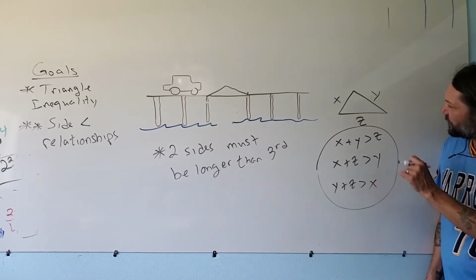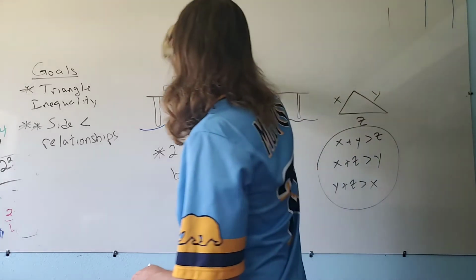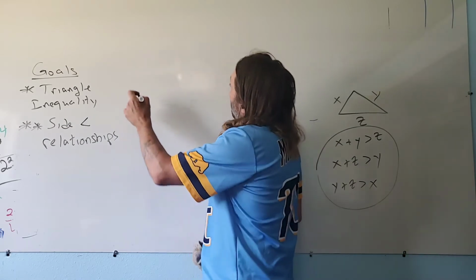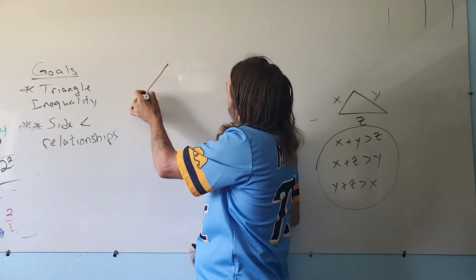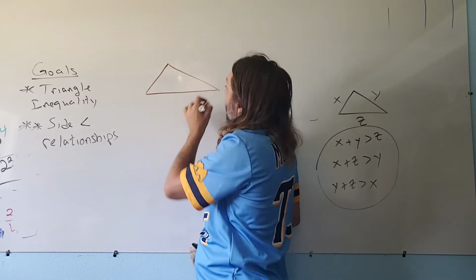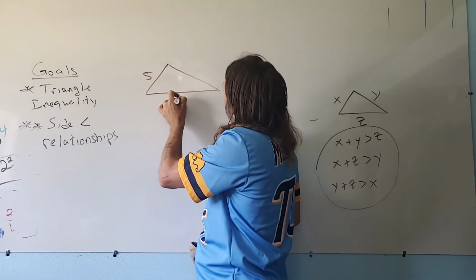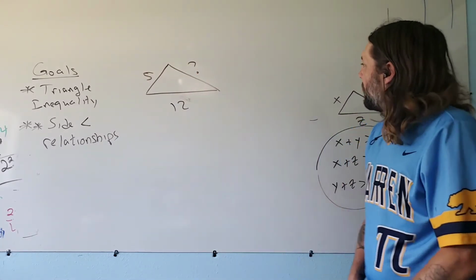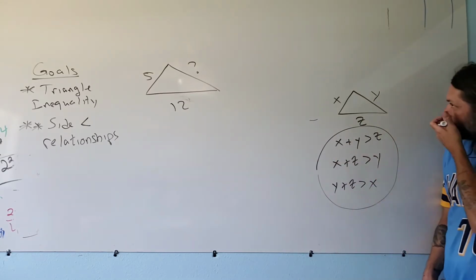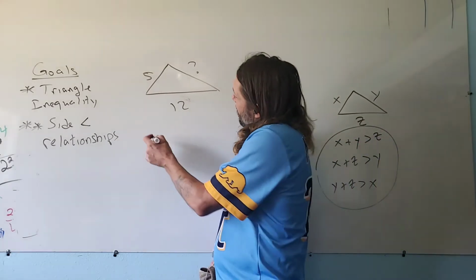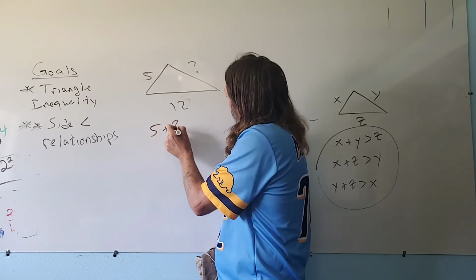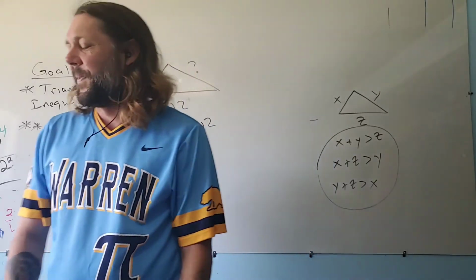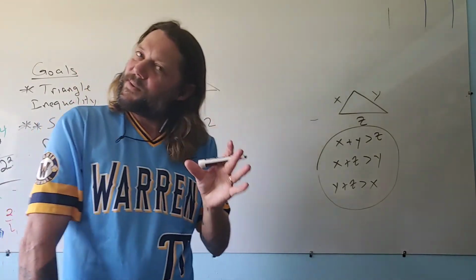And so I'd like to actually use the triangle inequality here. Let me draw a triangle and show you how we could use this. If this length is 5, this length is 12, and this is going to be an unknown length. Remember, two side lengths must be longer than the third. So that means that I know that 5 and my unknown length must be larger than 12. And I skipped what I was going to do here. I didn't explain what I was going to do here.